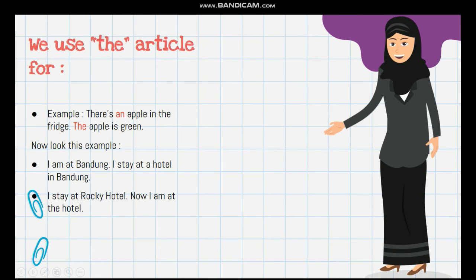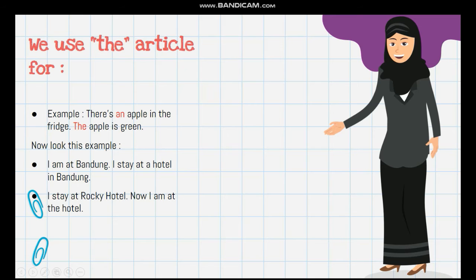The first: I am at Bandung. I stay at a hotel in Bandung. We don't know the specific hotel I'm staying at. There are many hotels in Bandung, right? More than 10 hotels in Bandung. And we have no idea what hotel I am staying at.